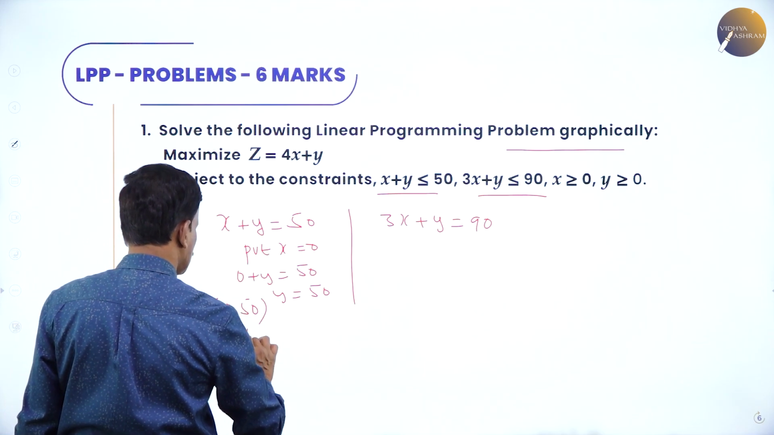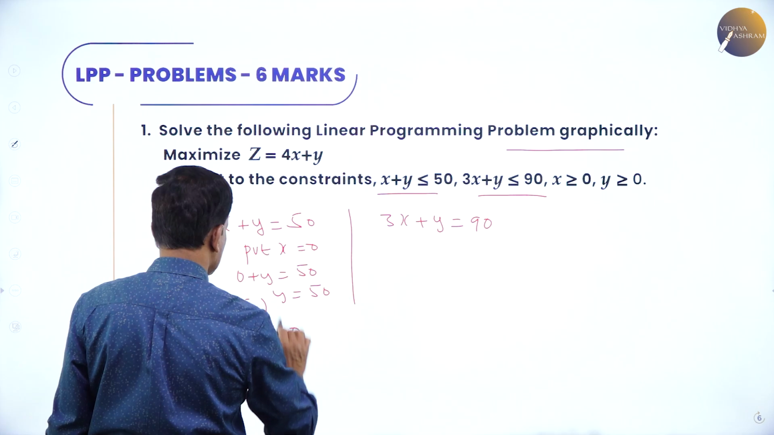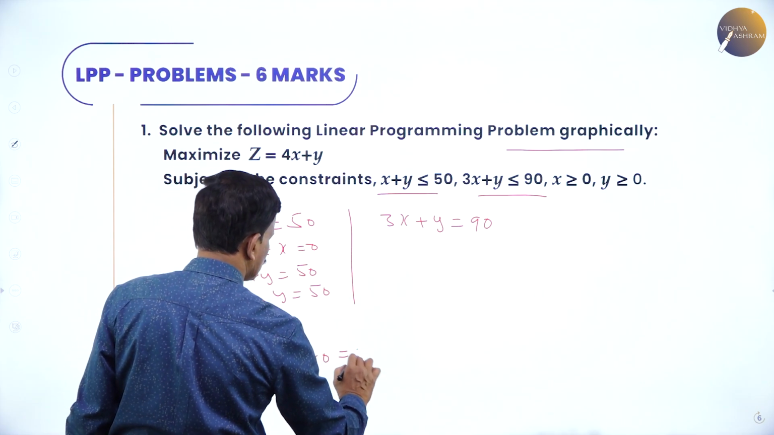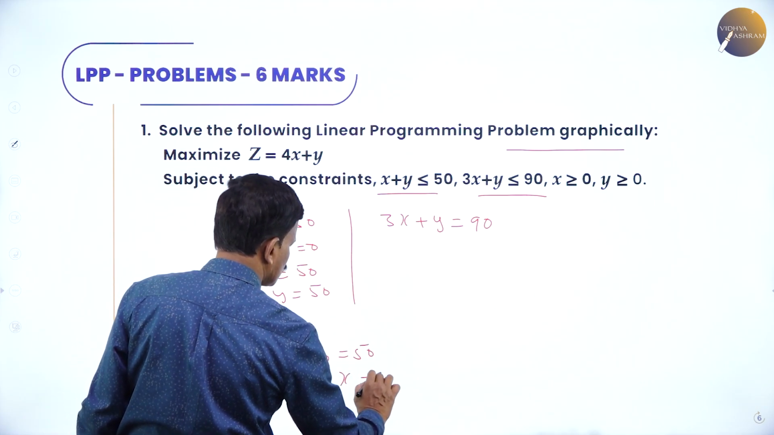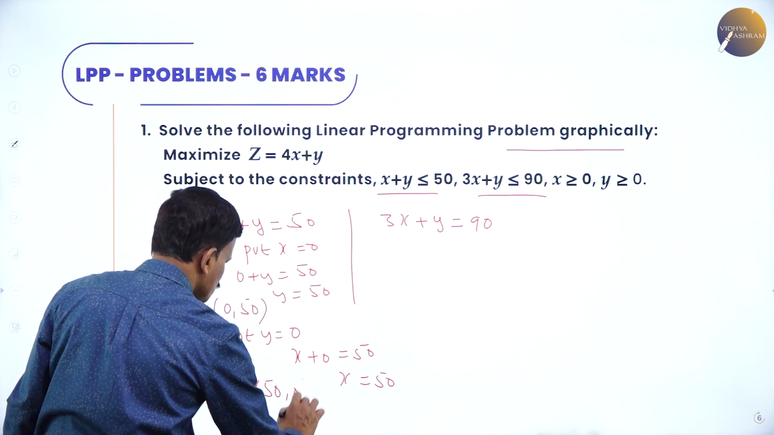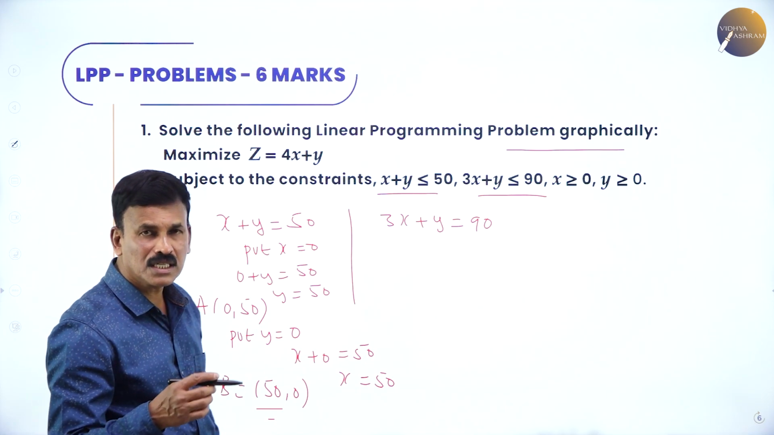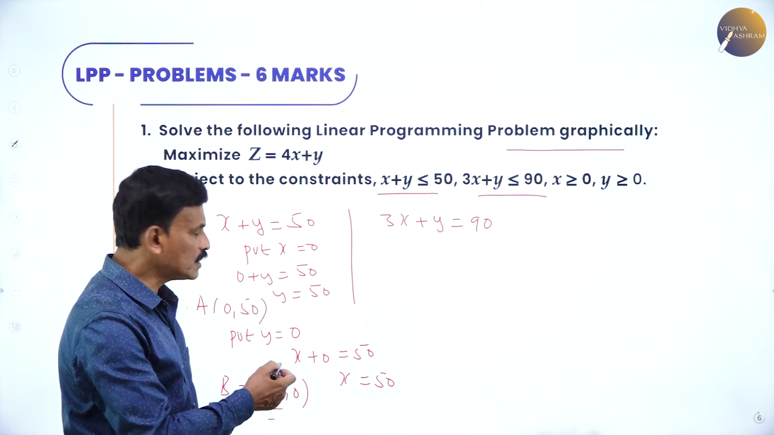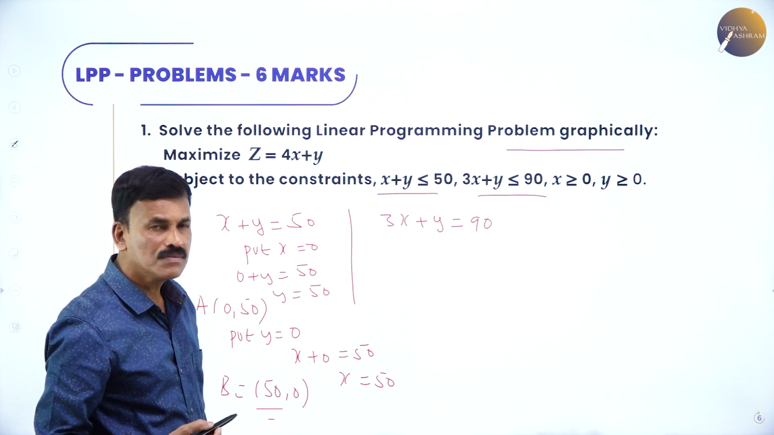Again put y is equal to 0. If you put y is equal to 0, x plus 0 is equal to 50, so we get x is equal to 50. The other point B is equal to (50, 0). To draw a line, a minimum of 2 points is required, that is A (0, 50) and B (50, 0).